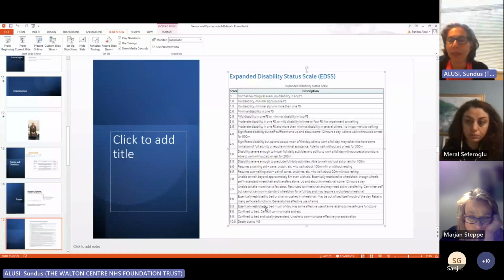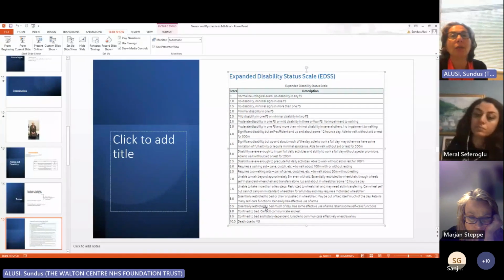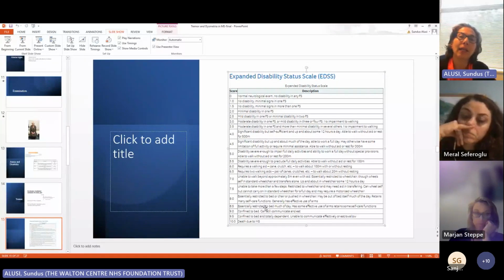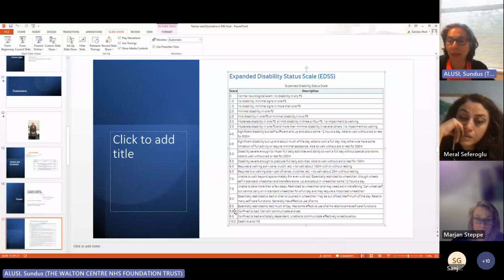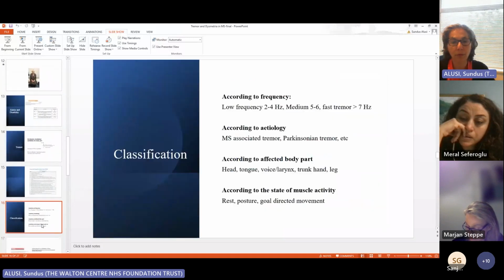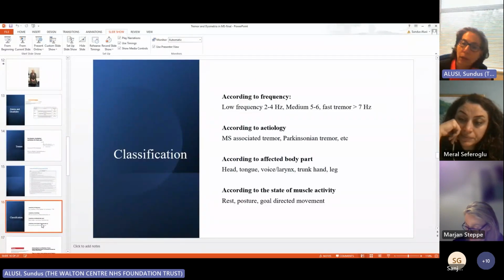I don't know if I'm making myself clear, but basically what I'm trying to say is if you start to shake in MS, you're already severely disabled and you jump to 8.5, if not 9. So tremor is a very disabling sign and symptom of multiple sclerosis, and you'll come across it a lot.